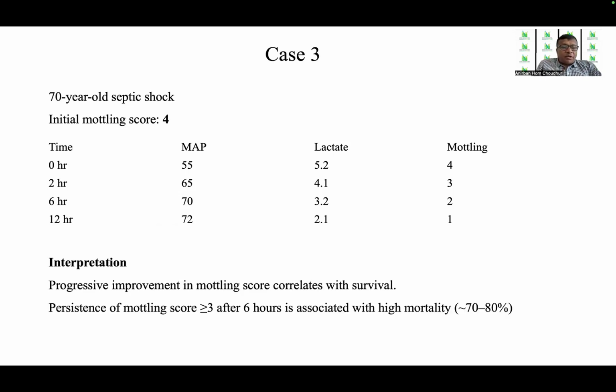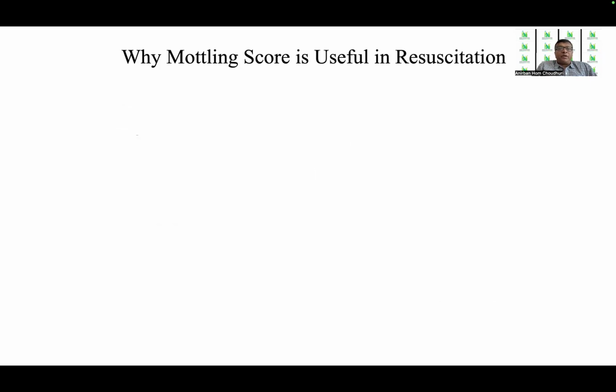So here the interpretation would be that there is progressive improvement in mottling score, which correlates well with survival, and a persistence of mottling score of more than 3 after 6 hours is associated with a mortality of around 70 to 80%, which is considerably high. So in this patient, the mottling score has fallen from 4 to 1, and beyond 6 hours the mortality is not expected to be high.